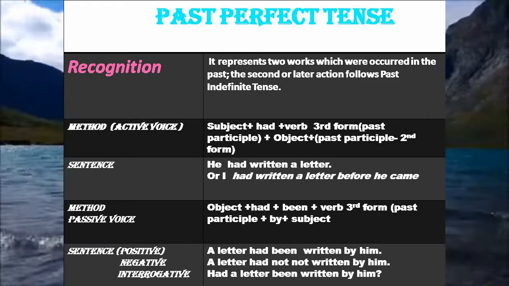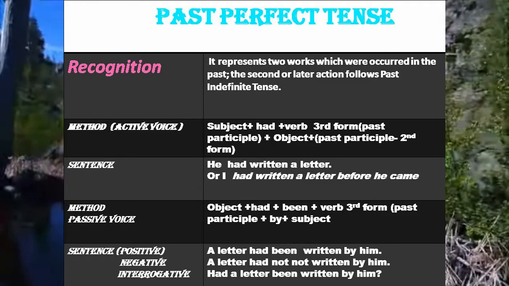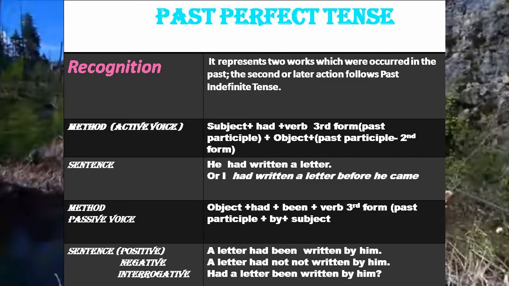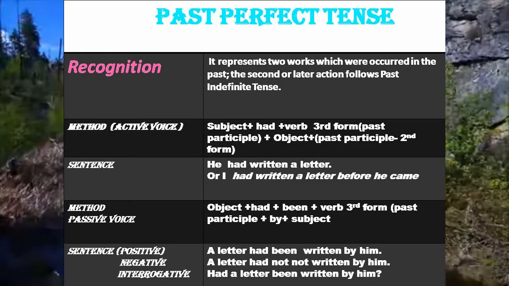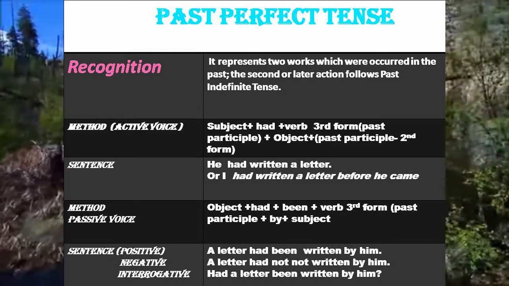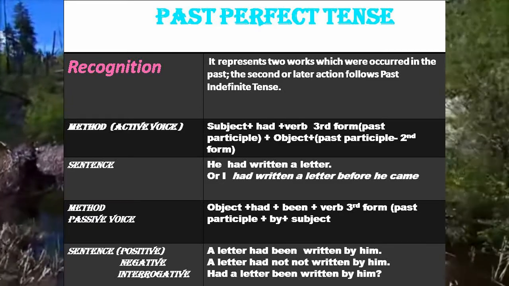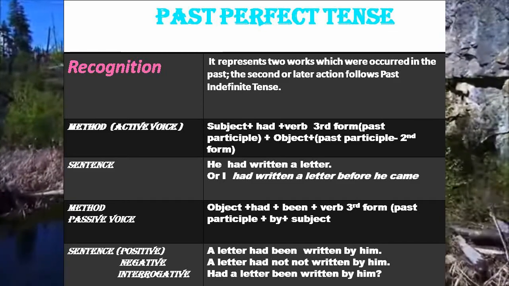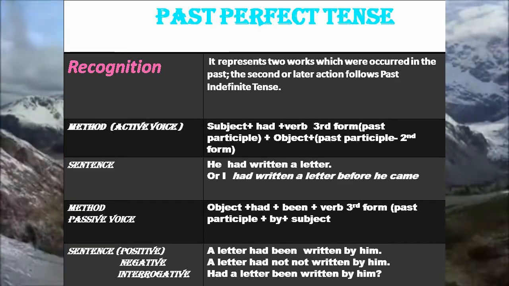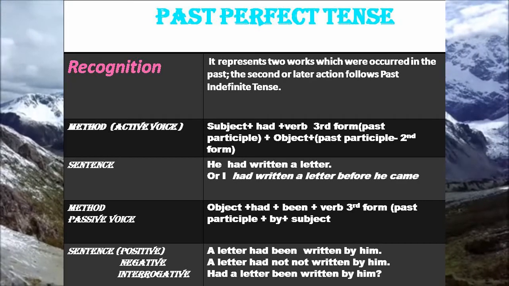He had written a letter. He had not written a letter. Had he written a letter? Passive voice: A letter had been written by him. A letter had not been written by him. Had a letter been written by him?